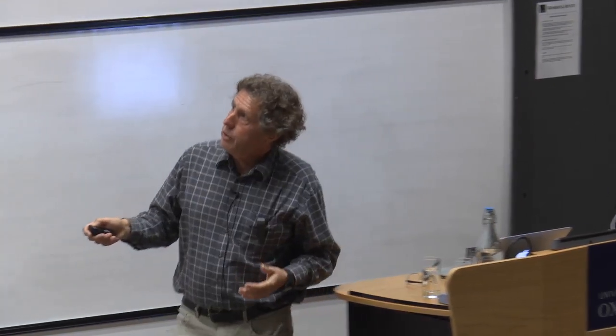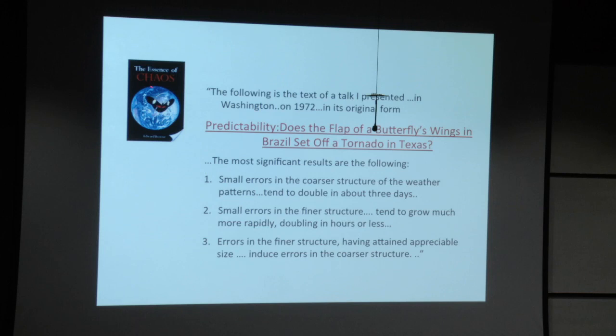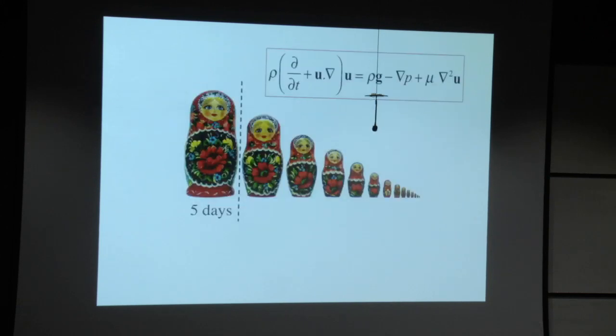If you want to read this, Lorenz himself wrote a popular book called The Essence of Chaos, and in the appendix he describes what went into this talk at the AAAS meeting in 1972. He talks about errors in the coarser structure, the large-scale weather pattern, and errors in the finer structures, which are the clouds, and the fact that errors in the finer structure can start to induce errors in the coarser structure. What I've decided to do for this talk is not to go through in detail what he wrote, but return to my Russian doll example and try to describe what his thinking was.